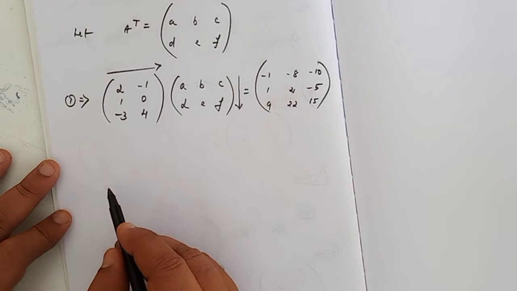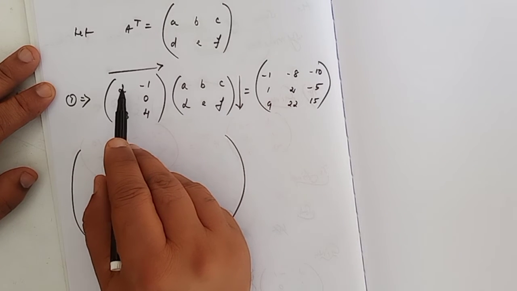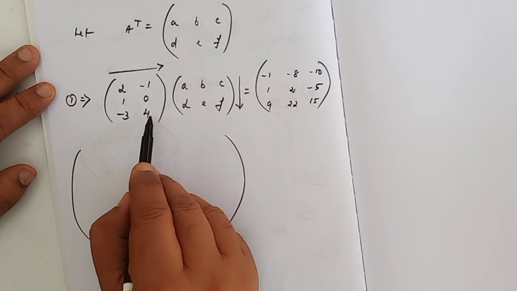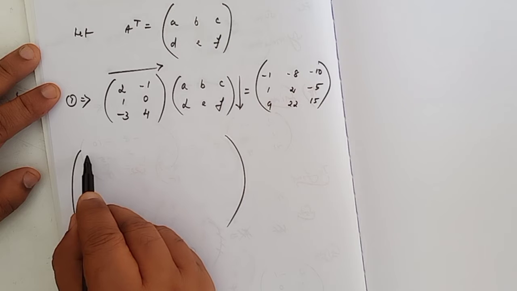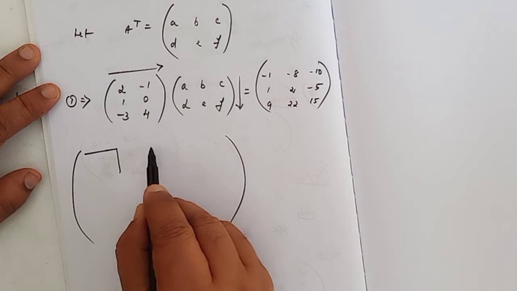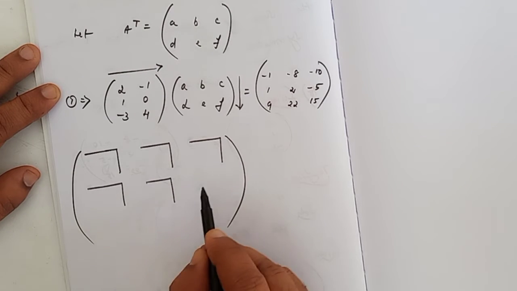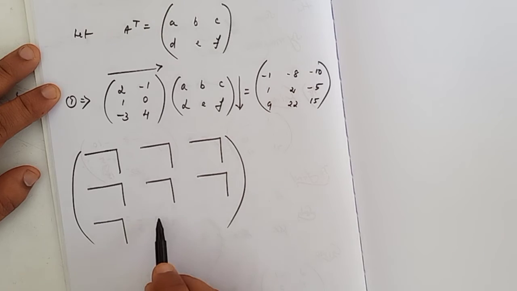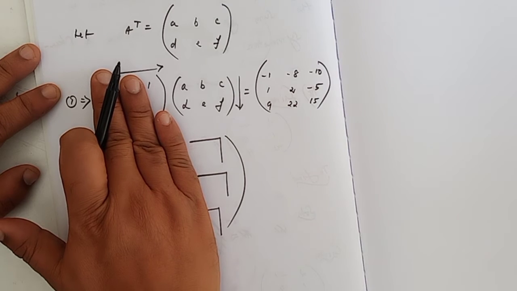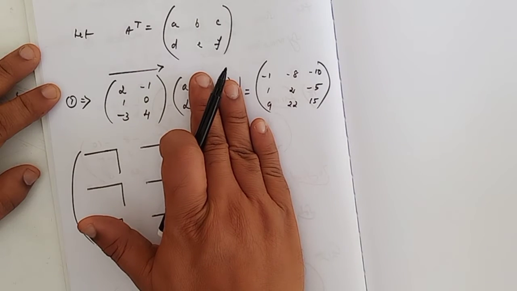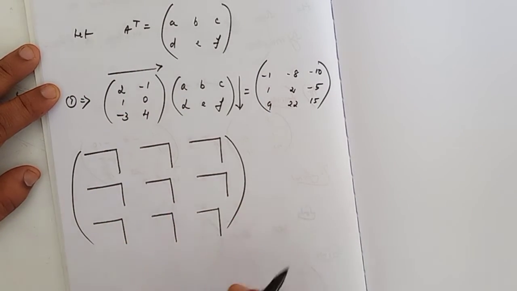Here we have 3 rows, here 3 columns. In the first matrix we have to count the number of rows, and in the second matrix we have to count the number of columns. 3 rows, 3 columns. Look at that, 3 rows, 3 columns. That is the resultant matrix order.